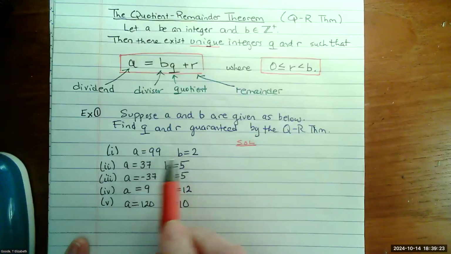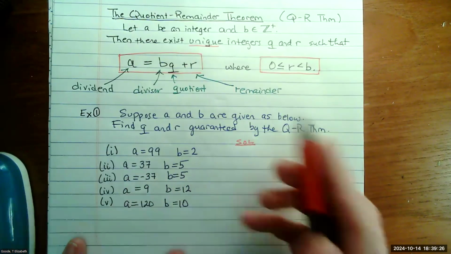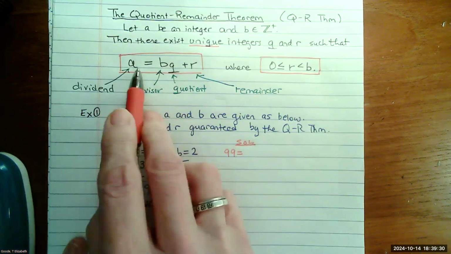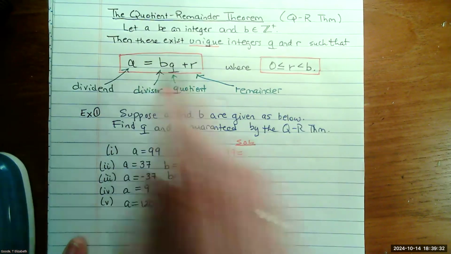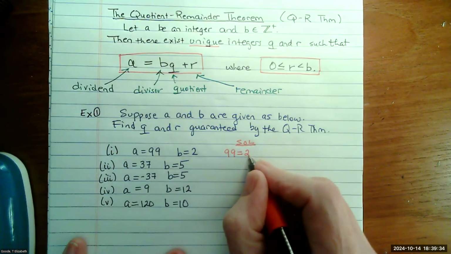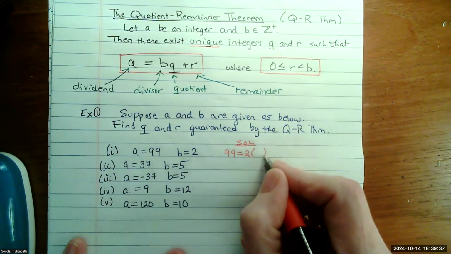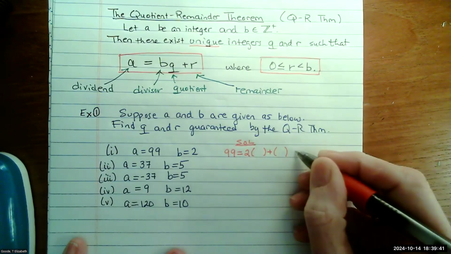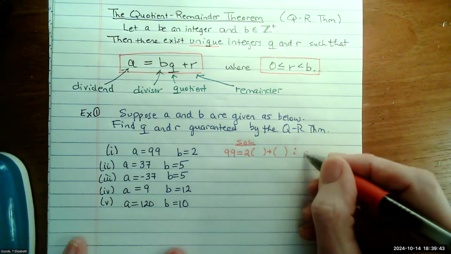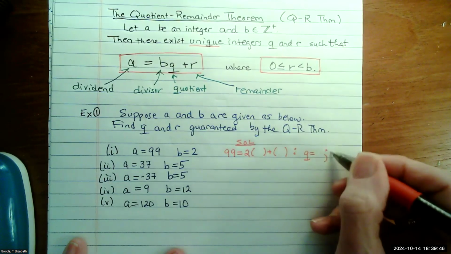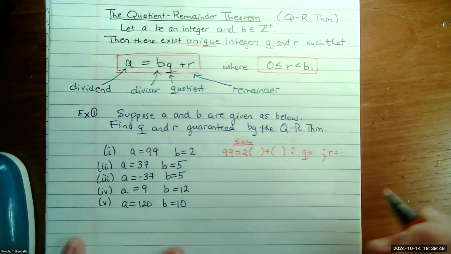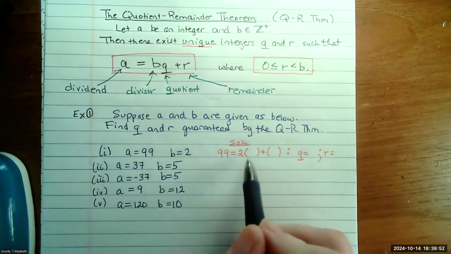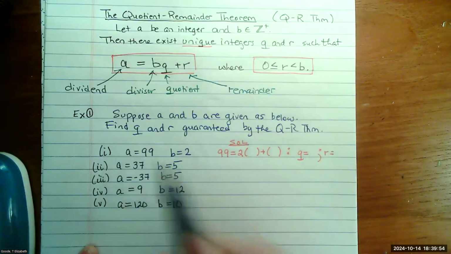Okay, so let's do the first one. A is 99. So we write 99 equals, because of course we've got our equation up here. B is 2, so 2 times some quotient plus some remainder. And then we can just write our quotient and our remainder as answers over here. So what is the quotient? How many times can we fit 2 into 99?